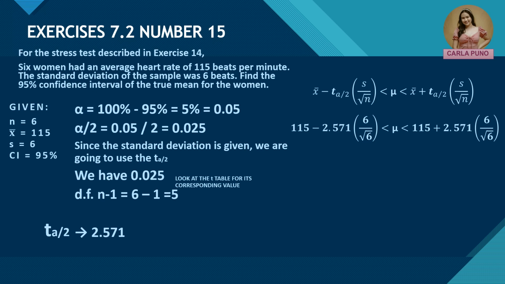Then first we are going to solve for the values in the parentheses and we multiply it by 2.571. There, we have 115 minus 37.7858 and on the right side we have 115 plus 37.7858. And then we subtract, and on the right side we add. Now we have 77.2142 and 152.7858.